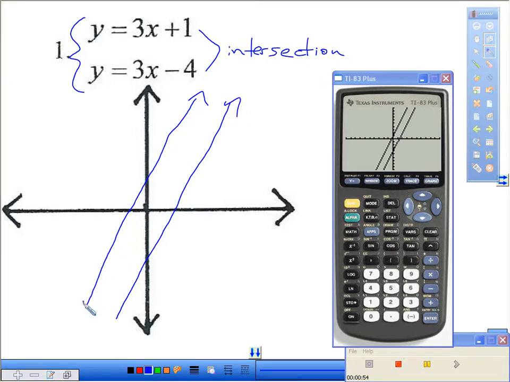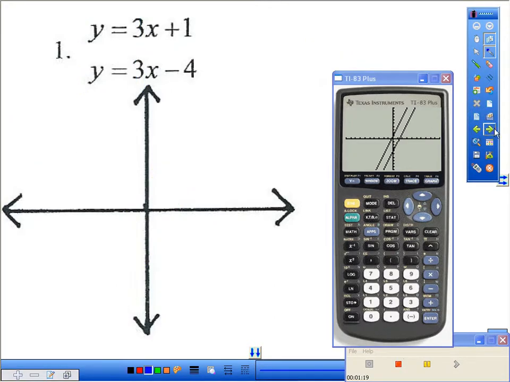Alright, what we need to know again is that if our lines cross in one place, that place where they cross, where they intersect, the ordered pair, the coordinates of that point is going to be the solution. So since these two lines appear to be parallel lines, they have the same slopes, they're never going to cross. And if they never cross, that means that they have no solutions. So that would be our answer to number 1. No solutions to that system of equations.